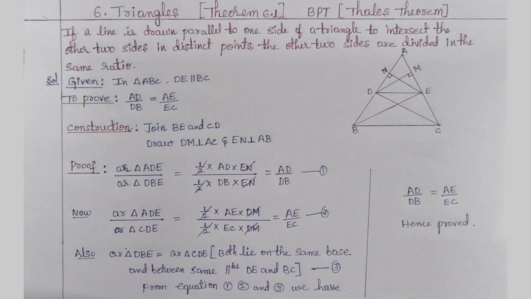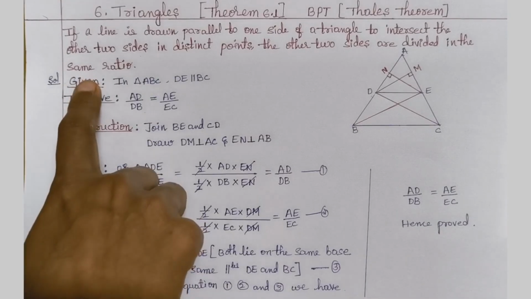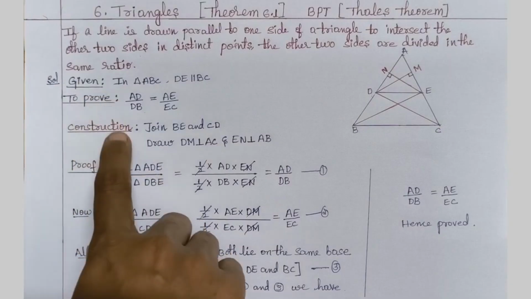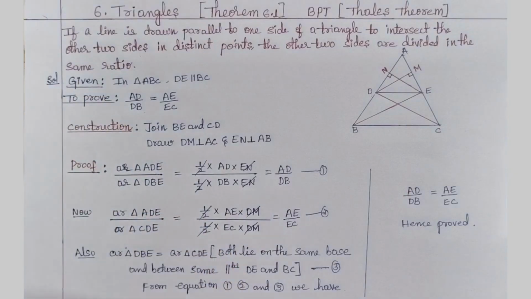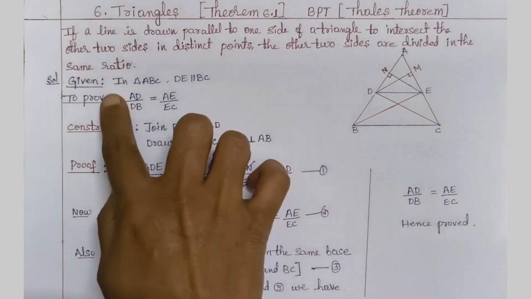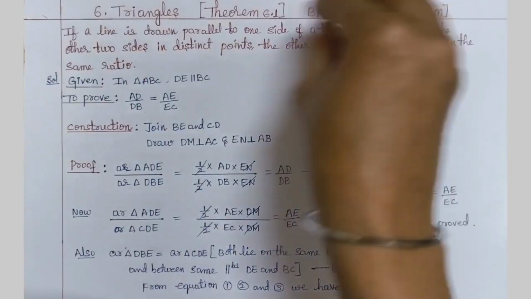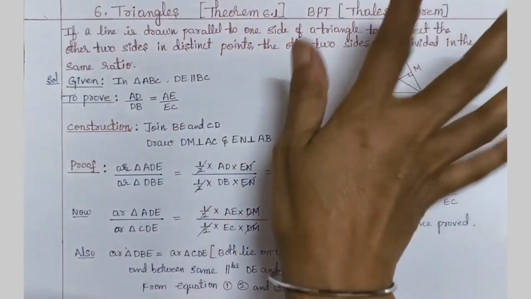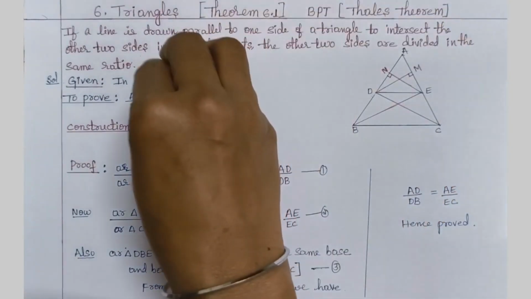Okay, see here. Theorems you are writing means you have to write 4 points. What are the 4 points? First we will write given. Next we will write to prove. Next we will write the construction. Next we will write the proof. So given means what? What is there in the question? That is the given. You read the question, whatever meaning is there, you write in the given.